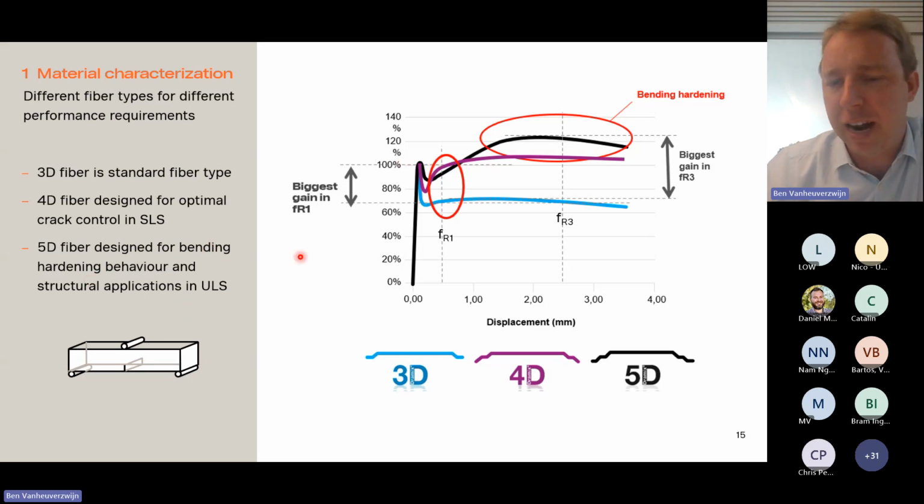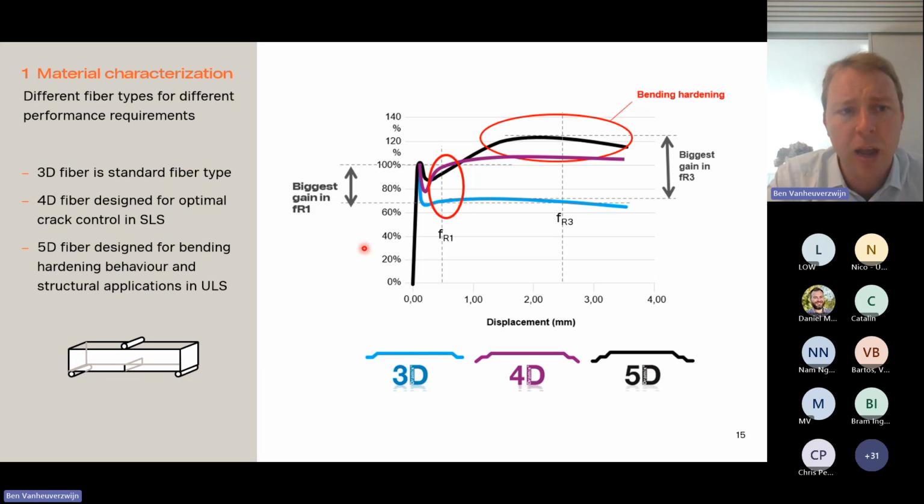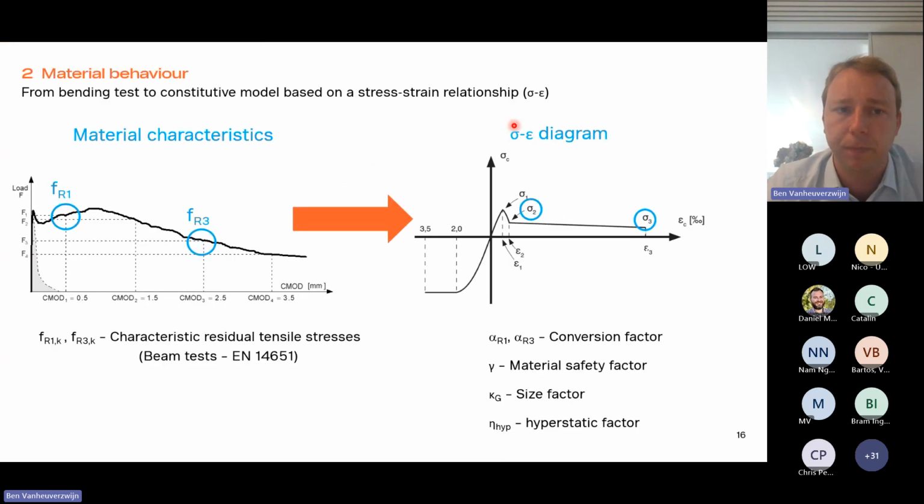And then the 5D fiber, this is a very special fiber, in fact, because even at normal dosages, which is between 25 and 40 kilograms, I would say, even at normal dosages, we can reach already bending hardening behavior, which is very similar to what we achieve with the conventional reinforced concrete, which means also with the 5D fiber, we can do very structural applications.